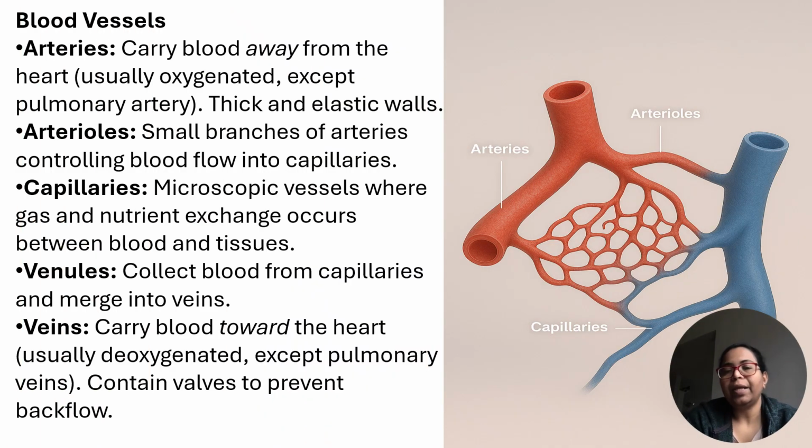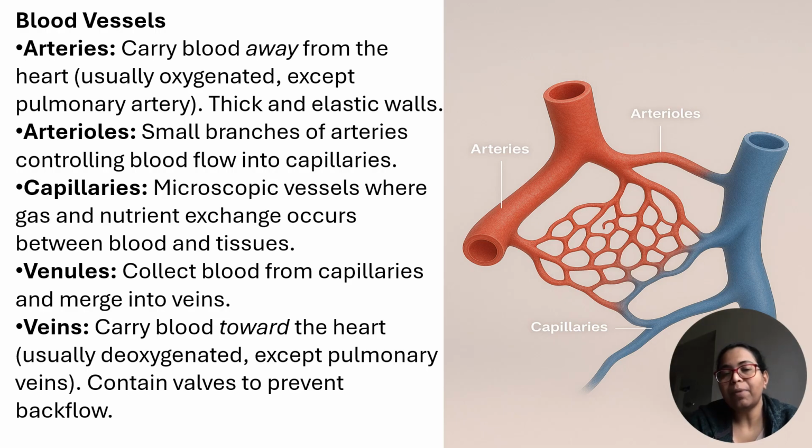There are different kinds of blood vessels: arteries, arterioles, capillaries, venules, and veins. What are the differences? Arteries are the vessels which carry blood away from the heart. Usually it is oxygenated blood, but there is an exception for the pulmonary artery, which carries deoxygenated blood from the right ventricle to the lungs for oxygenation. And arteries have thick elastic walls.